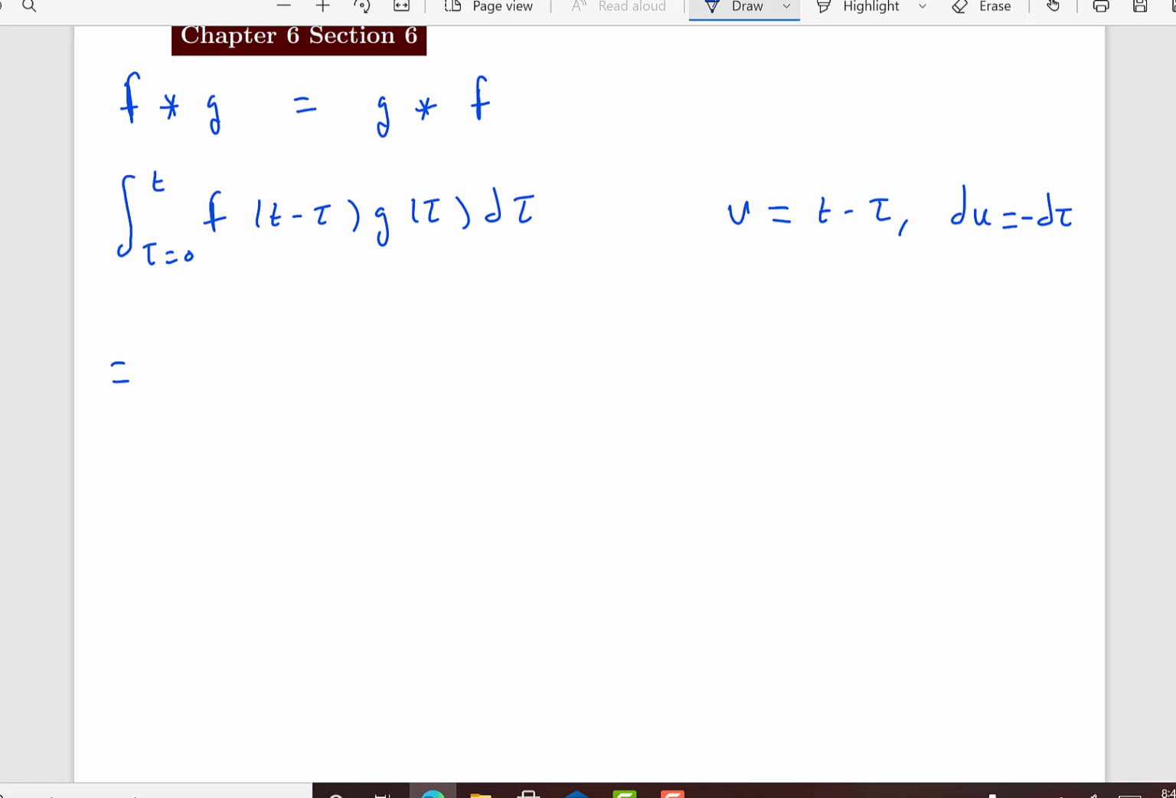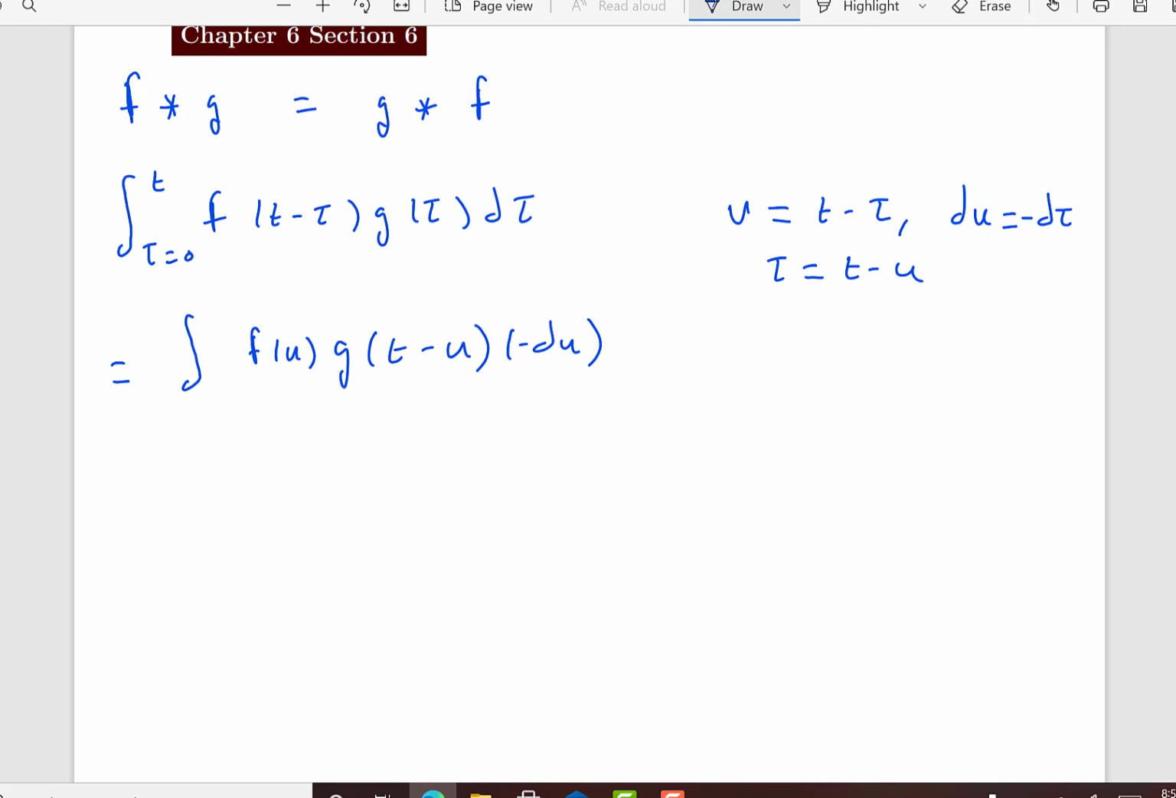And so what does this integral become? Well, let me change the integrand first. So t minus tau, this will be f of u. If u is equal to t minus tau, this means that tau is equal to t minus u. So this is going to be the integral of g of t minus u. If du is equal to minus d tau, this means d tau is equal to minus du.